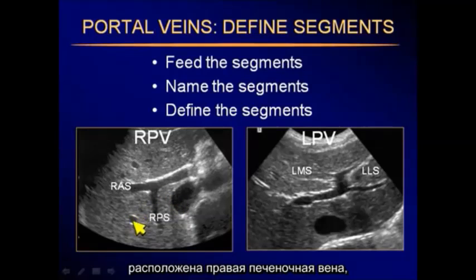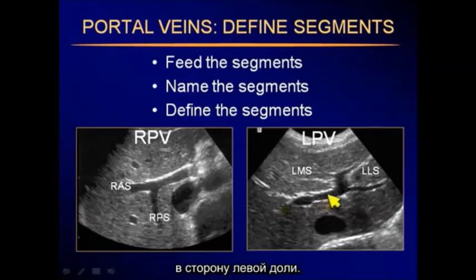And notice, here's our right hepatic vein, and here's our middle hepatic vein. This plane of separation, middle hepatic vein in line with the inferior vena cava, is our divider of the liver into right lobe and left lobe. And the right lobe is further subdivided into anterior and posterior segments. The left lobe has its own divisions.